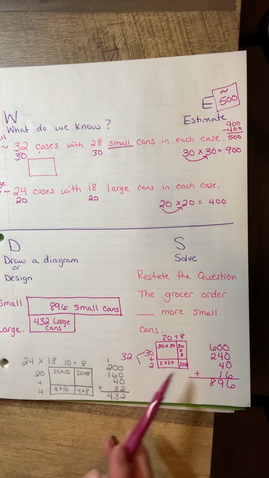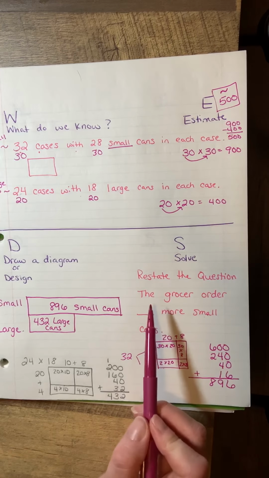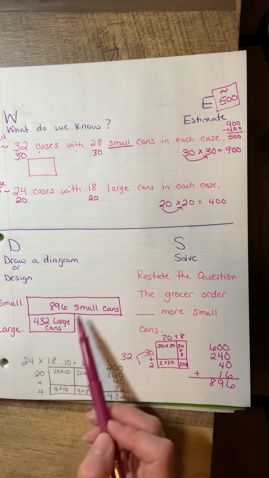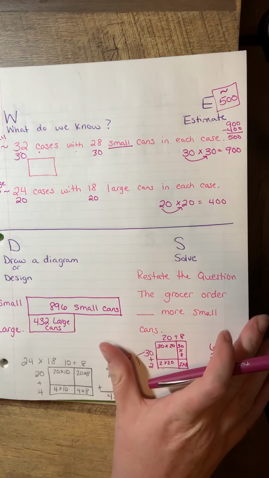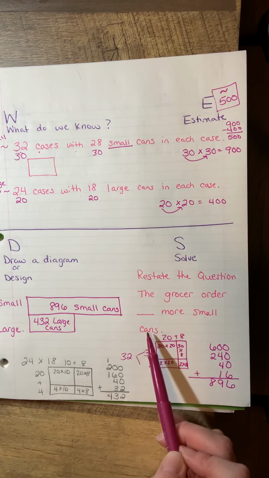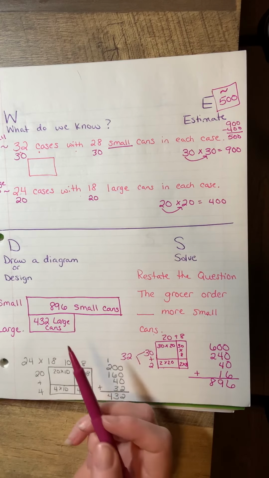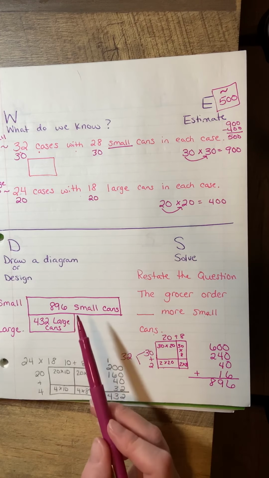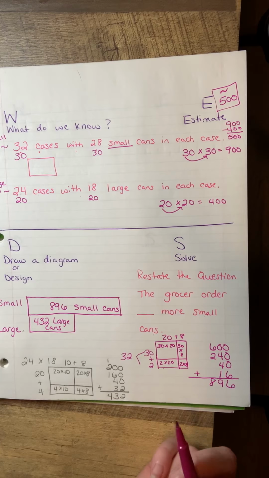Now I have my diagram. I've solved those two parts, and now I need to go back to my question and I need to see if this answered my question. Let's see. The grocer ordered blank more small cans. Wait, did I figure out how many more cans? How many more small cans he purchased? No, I didn't. So now I have to do the next step.